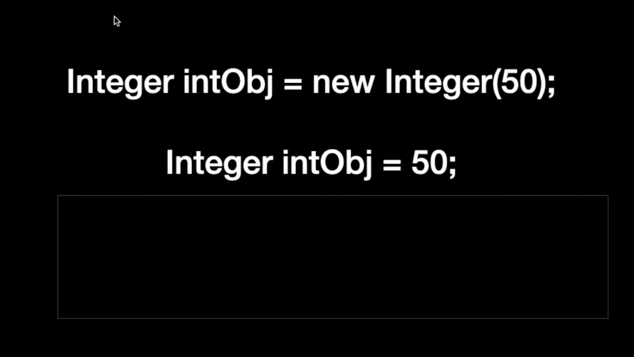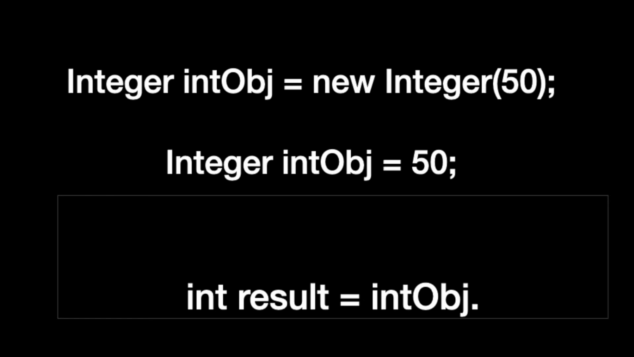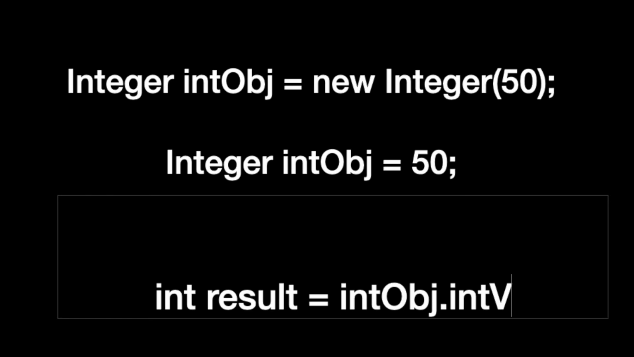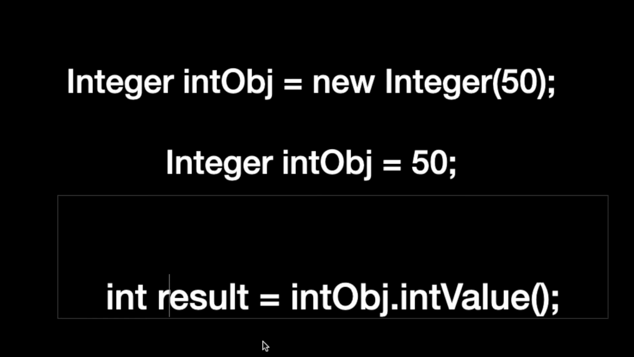Now let's suppose we wanted to convert an object into a primitive type. To do this, we're going to use the intValue method, and I'm going to show you exactly how this is done. So I'm going to create an int, and I'm going to name it result. And I'm going to instantiate it to intObj, and I'm going to use the dot operator to call the intValue method. Don't forget about the semicolon at the end. To explain more, the intValue method returns an int type which is assigned to result.